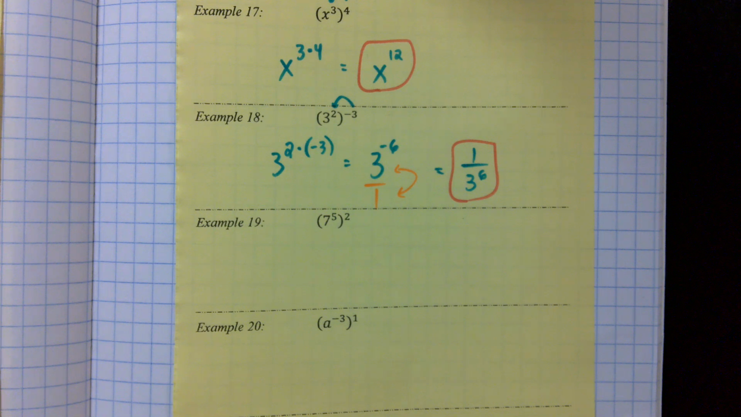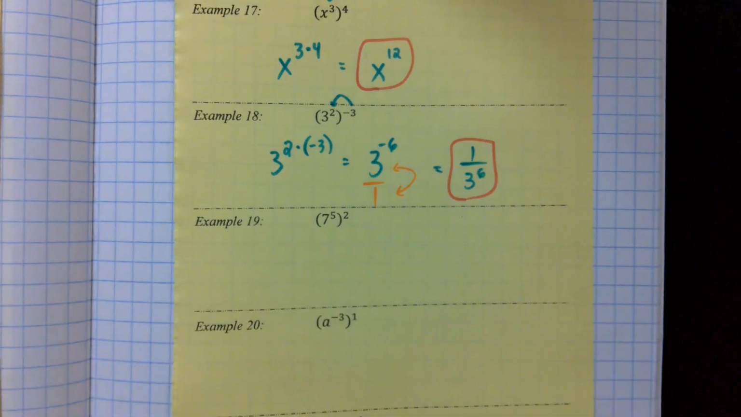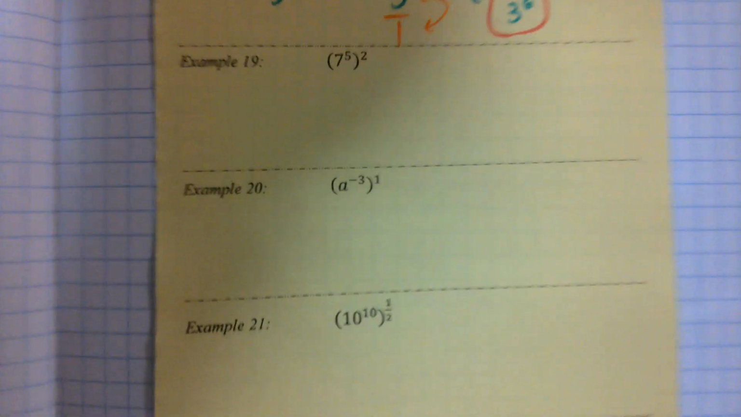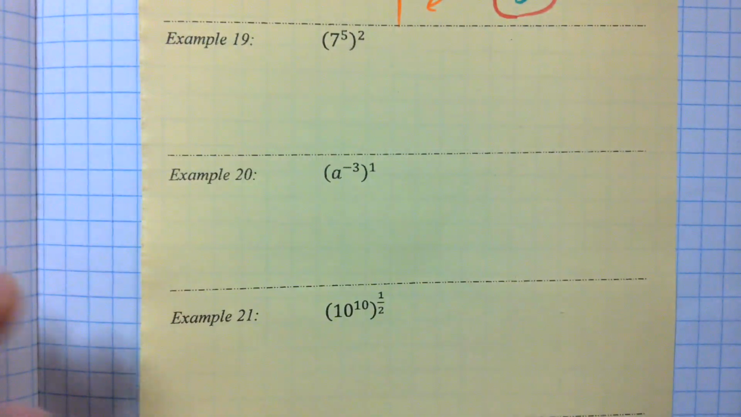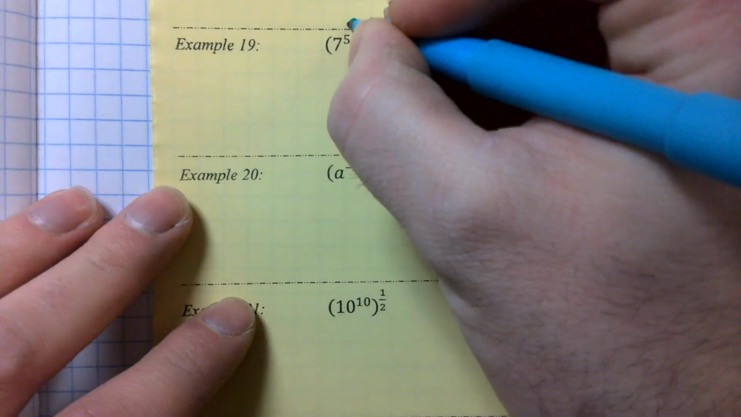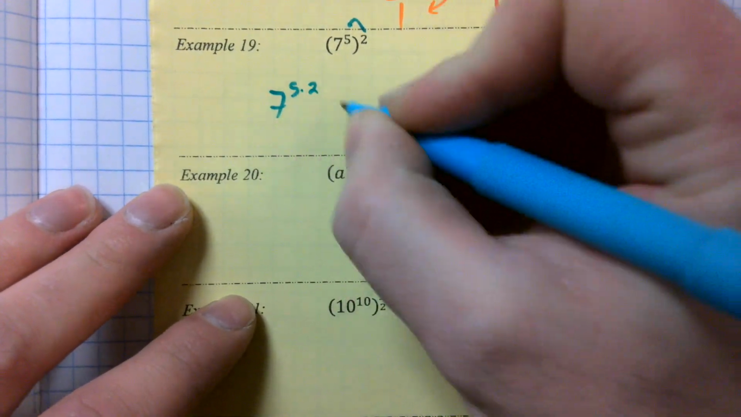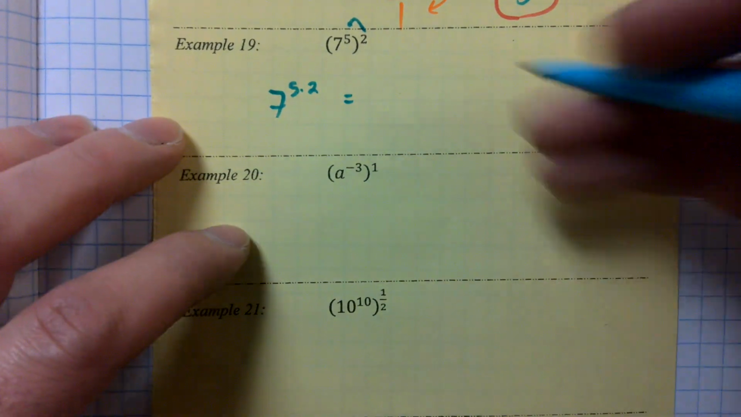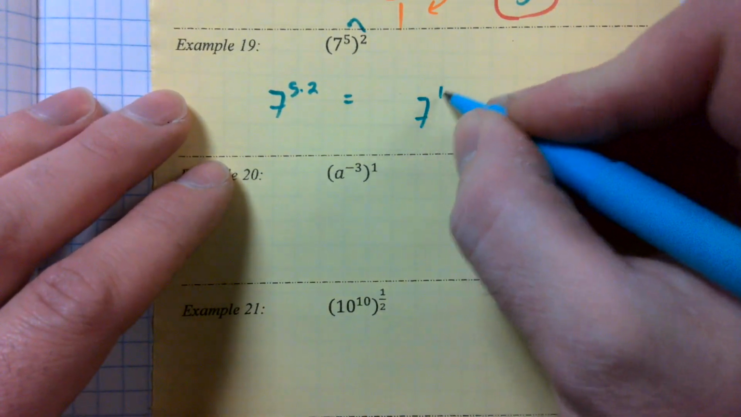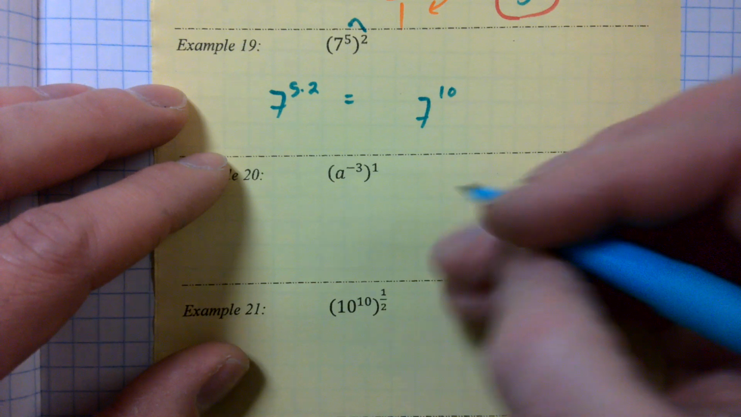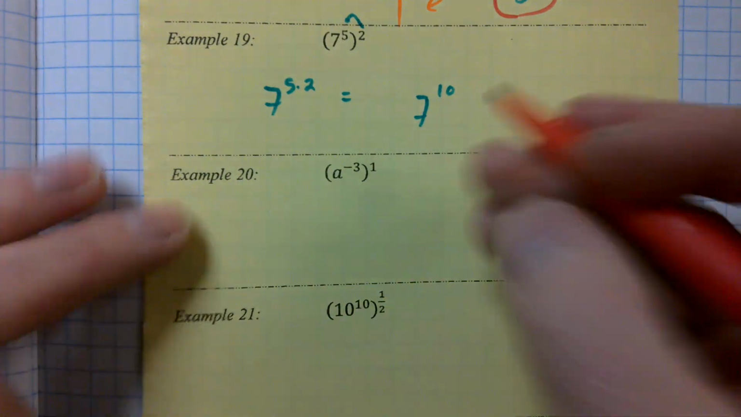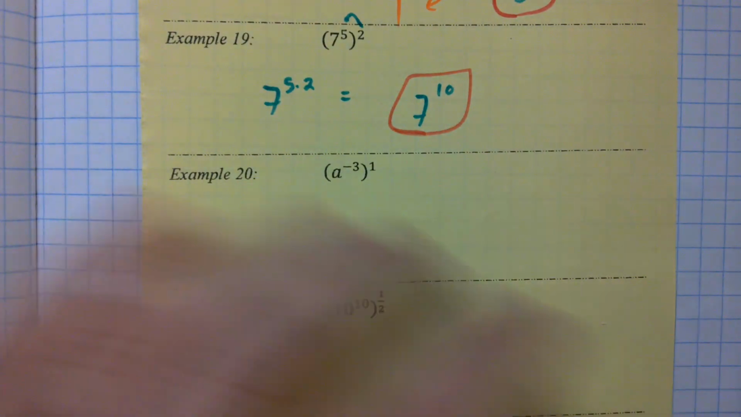Looks like we're all done for the most part, so let's keep it pushing. So number 19, 7 to the 5th, raised to the 2nd power. Okay, if I distribute that 2 to the 5 and multiply them, what's my new power of 7 going to be? Well, what's 5 times 2? 10. Is that what you guys got? Give me a thumbs up if you got 7 to the 10th power. Okay, good. Great job. Nice and simple one, right?